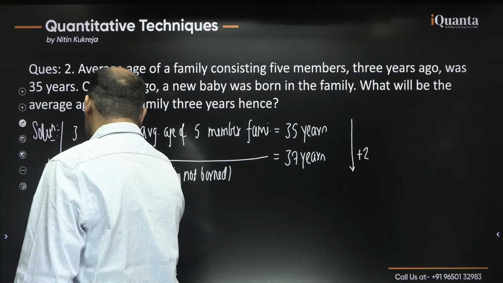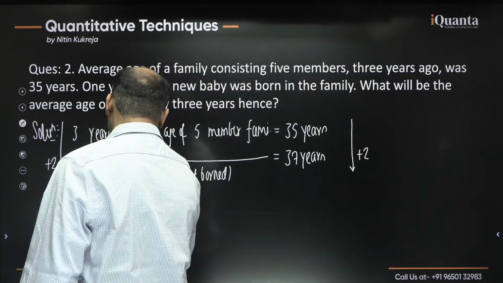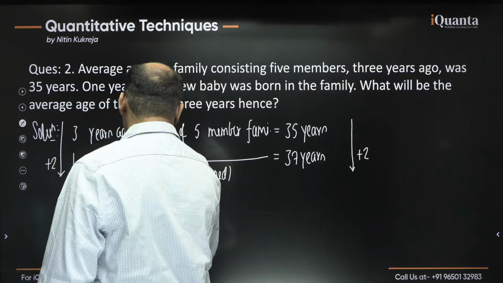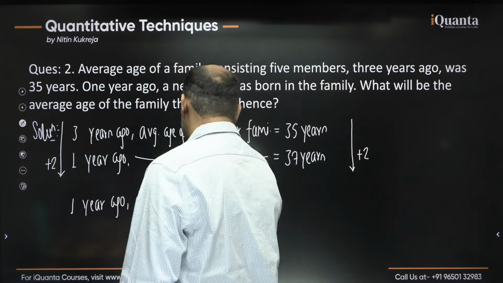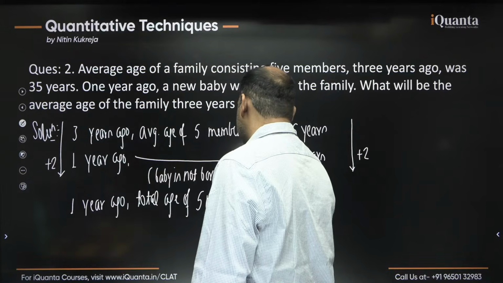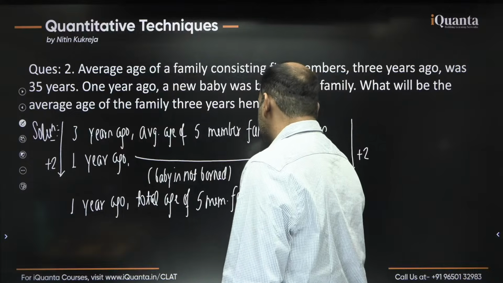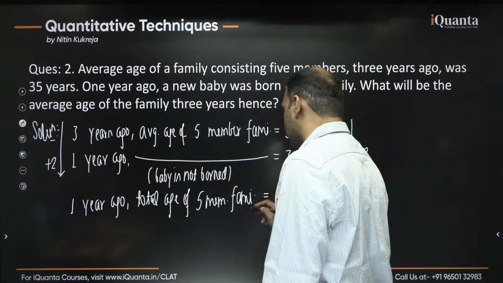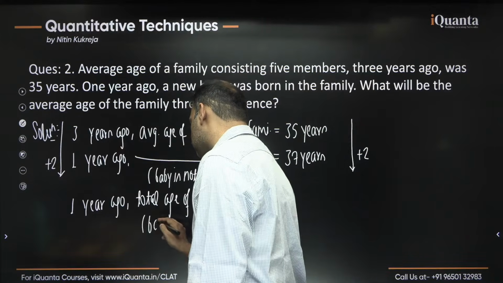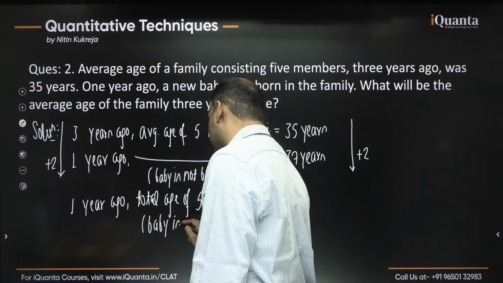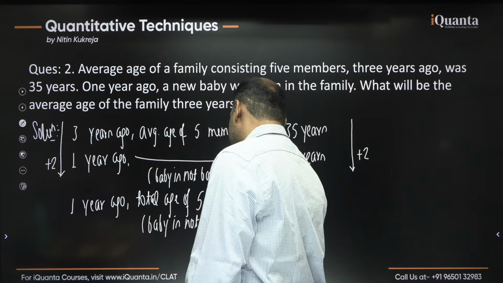All right, so we'll say what? 1 year ago, what will be the total age of these 5 members? Okay, guys, the total age of the 5 members family. Still I'm assuming the baby is not born, obviously, because we have 5 members, right? Okay, so what should be the total age?